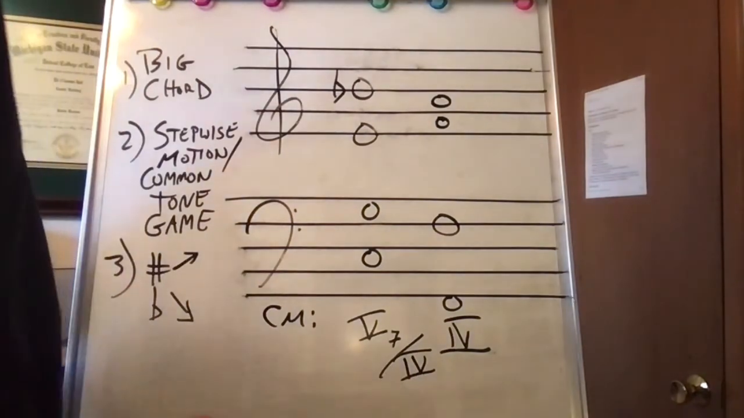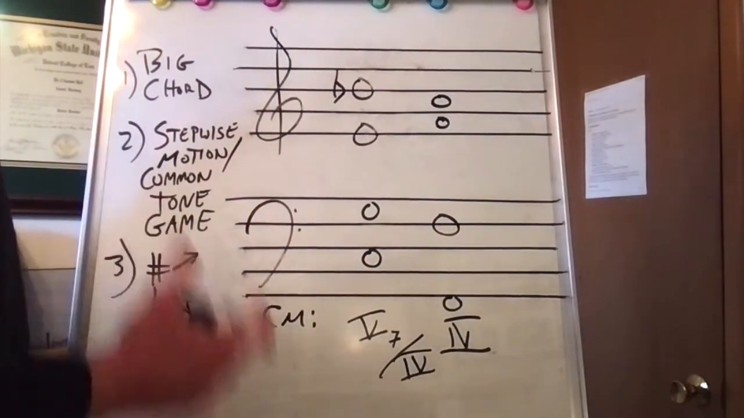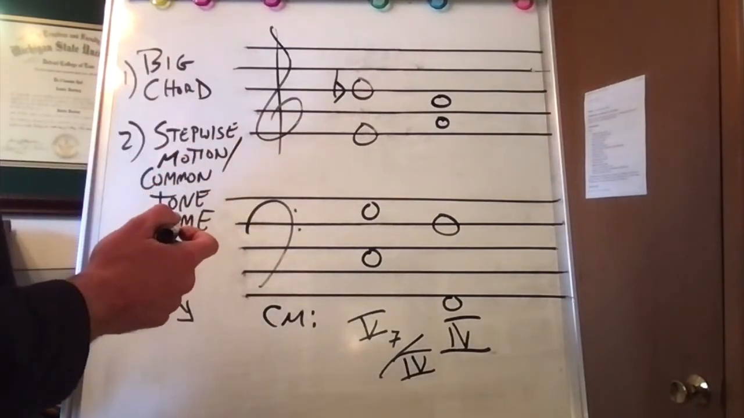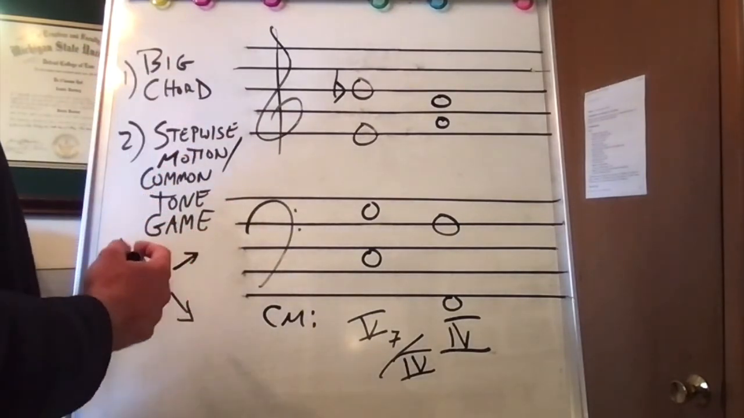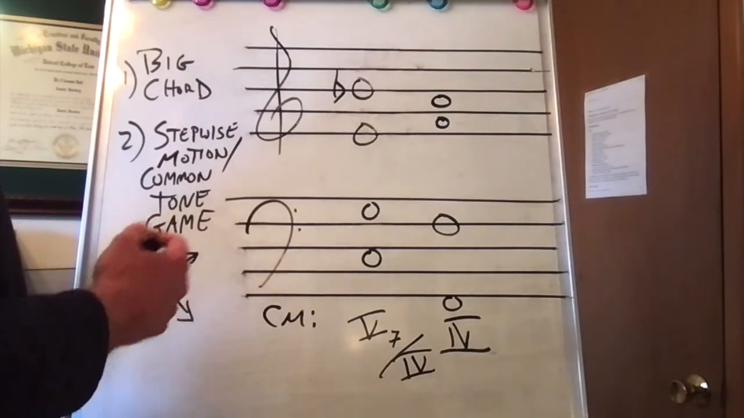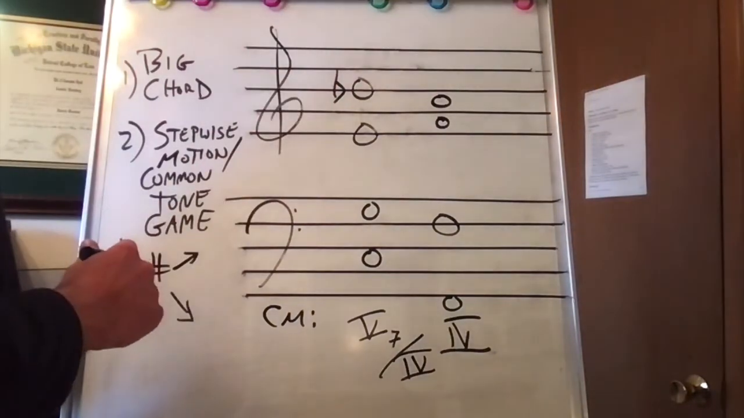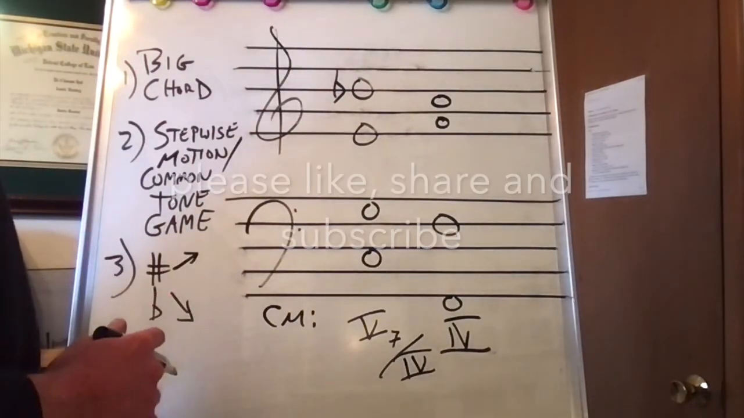So again, these three principles are really powerful. You start with a nice big open chord, play the stepwise motion common tone game, and then again, when you get into more chromatic harmony where you have notes that are outside of the scale, raised notes tend to resolve upwards, lowered notes tend to resolve downwards.